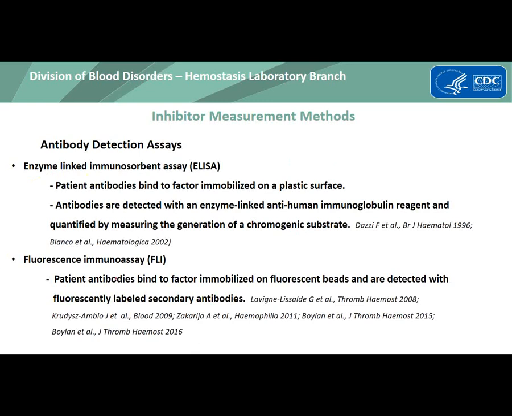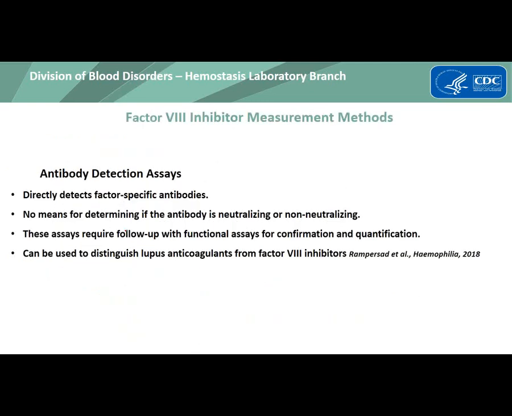The second main type of antibody detection assays are the fluorescence immunoassays. And this is the type of assay that we developed in our laboratory and have integrated into our surveillance program, in which patient antibodies are allowed to bind to factor that's immobilized on fluorescent beads, and they're then detected with fluorescently labeled secondary antibodies.